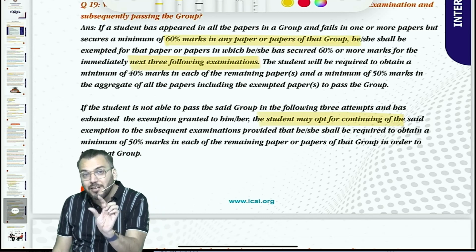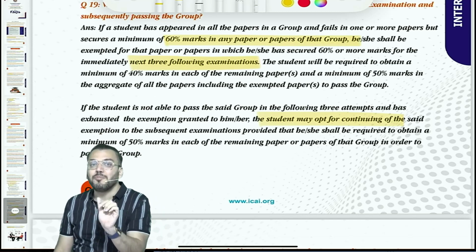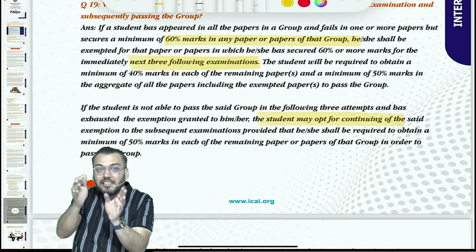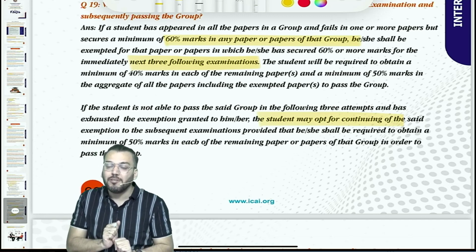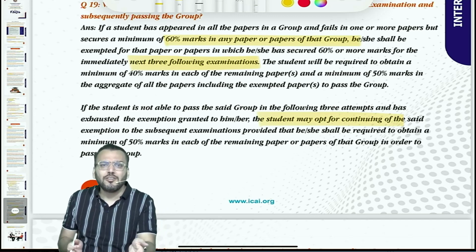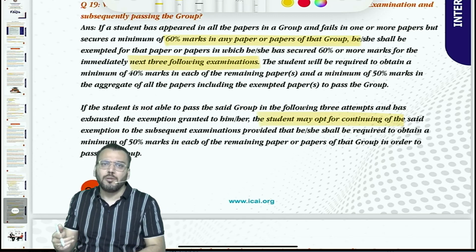Means then for the remaining papers they need to score a minimum of 50 marks. Are you getting what I'm saying? Excluding that exempted paper, in aggregate if they score 50% marks, then the exemption can be continued. Otherwise you may opt not to continue that exemption, and then the same rules will be applicable.